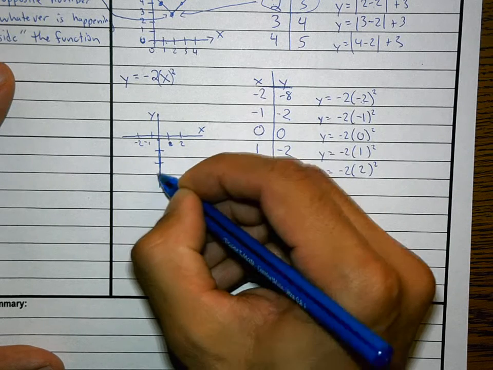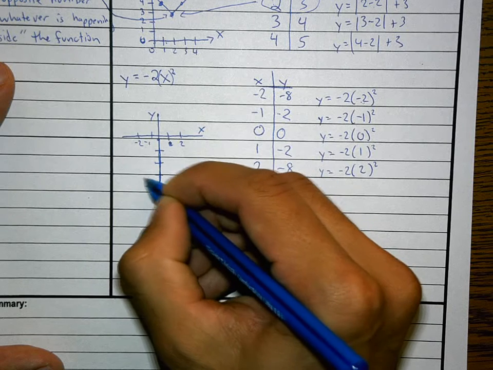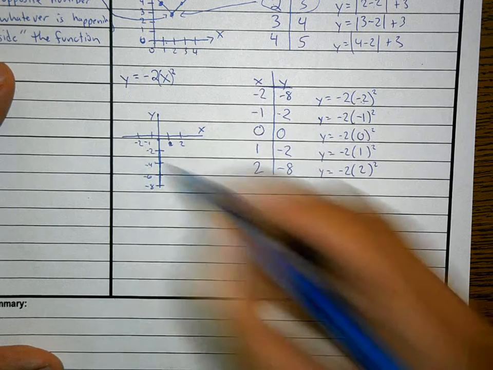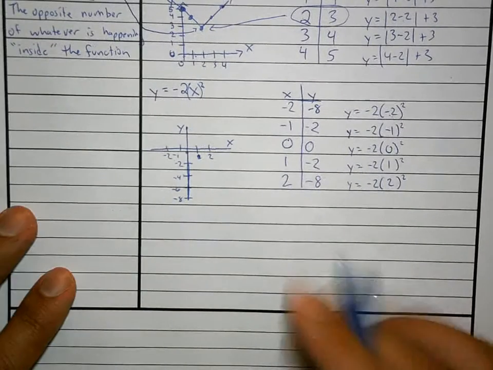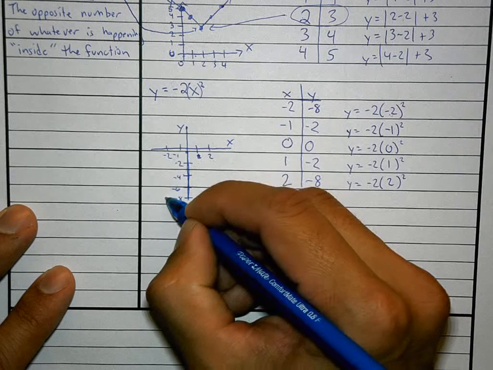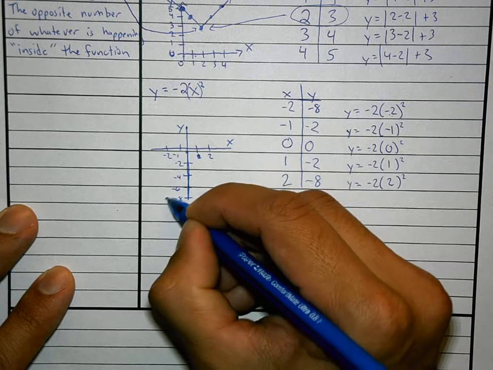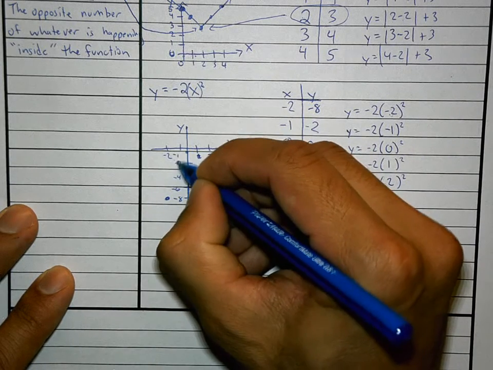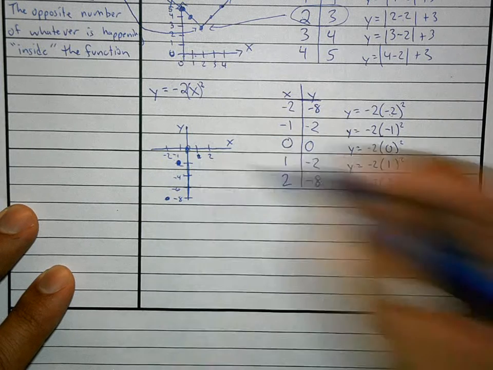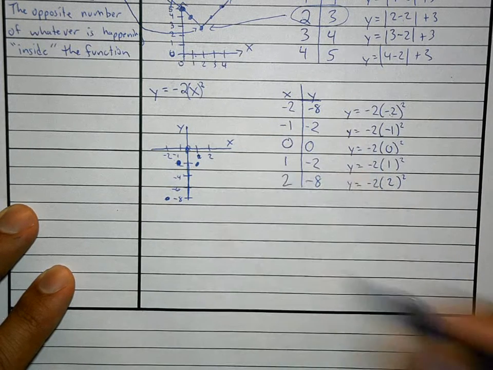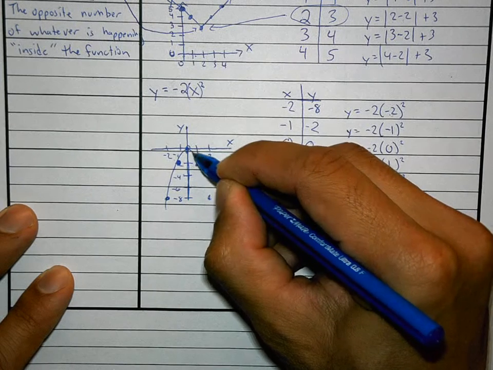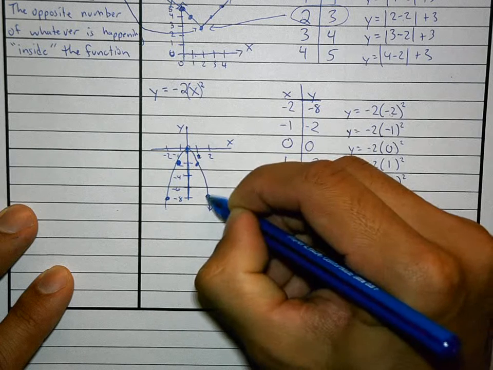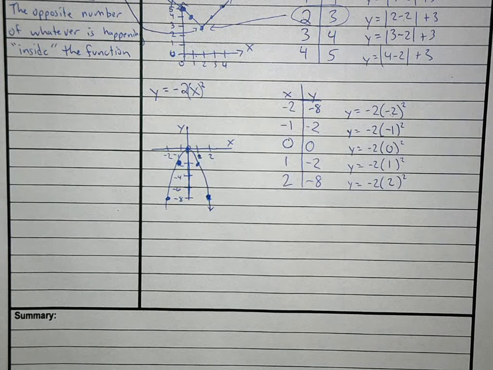2, 4, 6, 8, but they're negative. Negative 8, negative 6, negative 4, negative 2. That way I can plot my points, and hopefully after you do negative 2, negative 8, negative 1, negative 2, 0, 0, 1, negative 2, and 2, negative 8, you get something that is U-shaped. Something that looks like a negative quadratic.